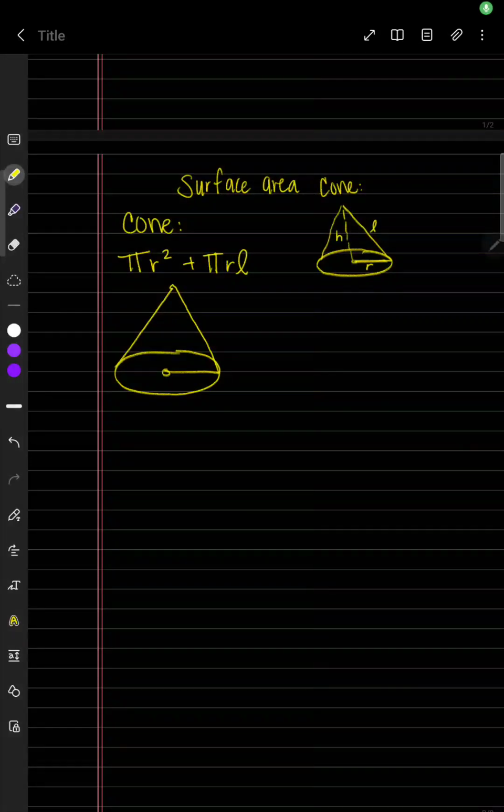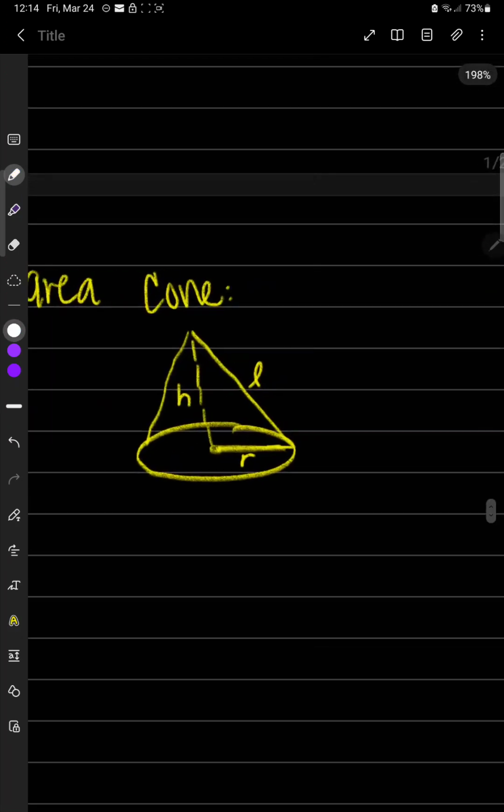Next shape we're doing is the cone. So the formula is pi r squared plus pi rl. So we have the parts of the cone.